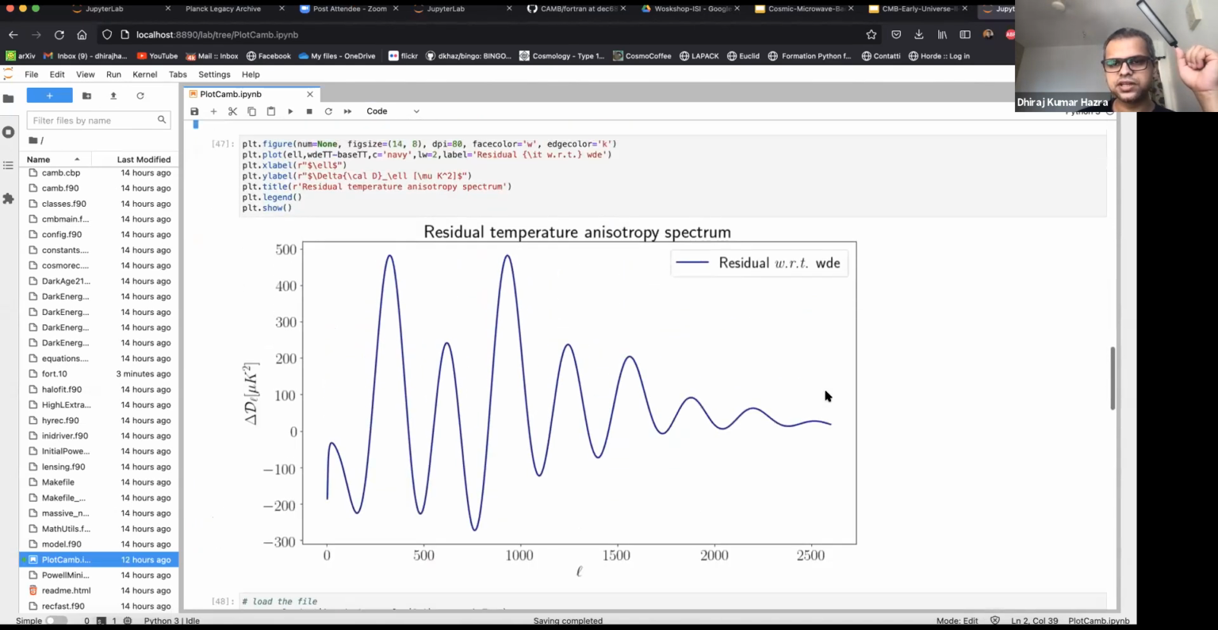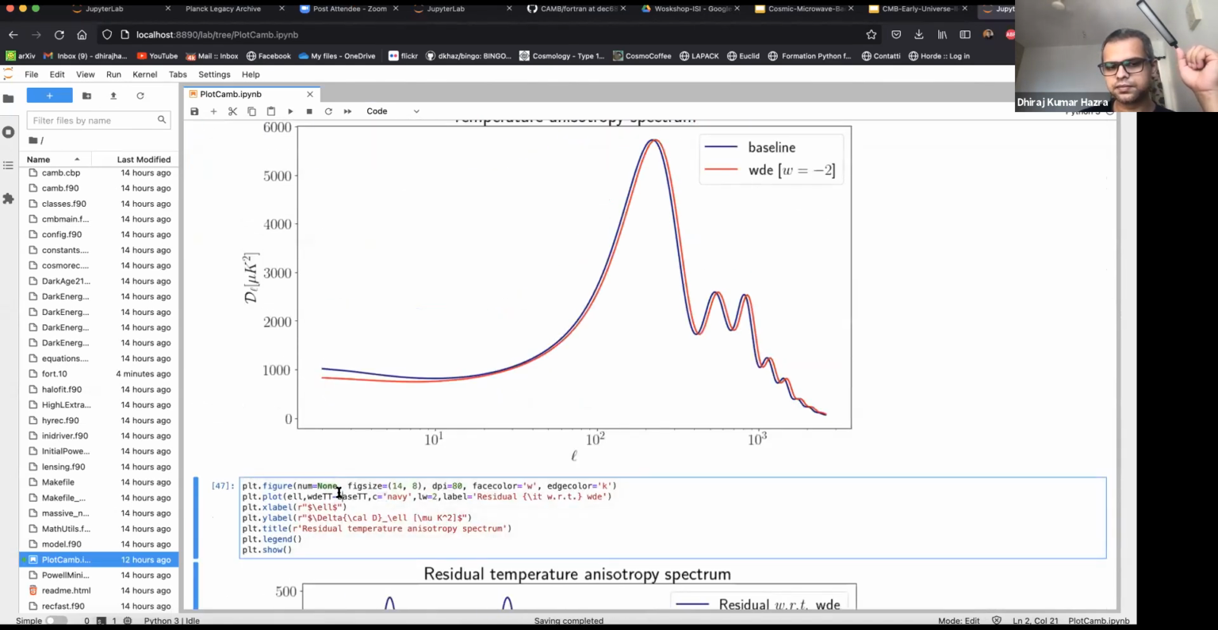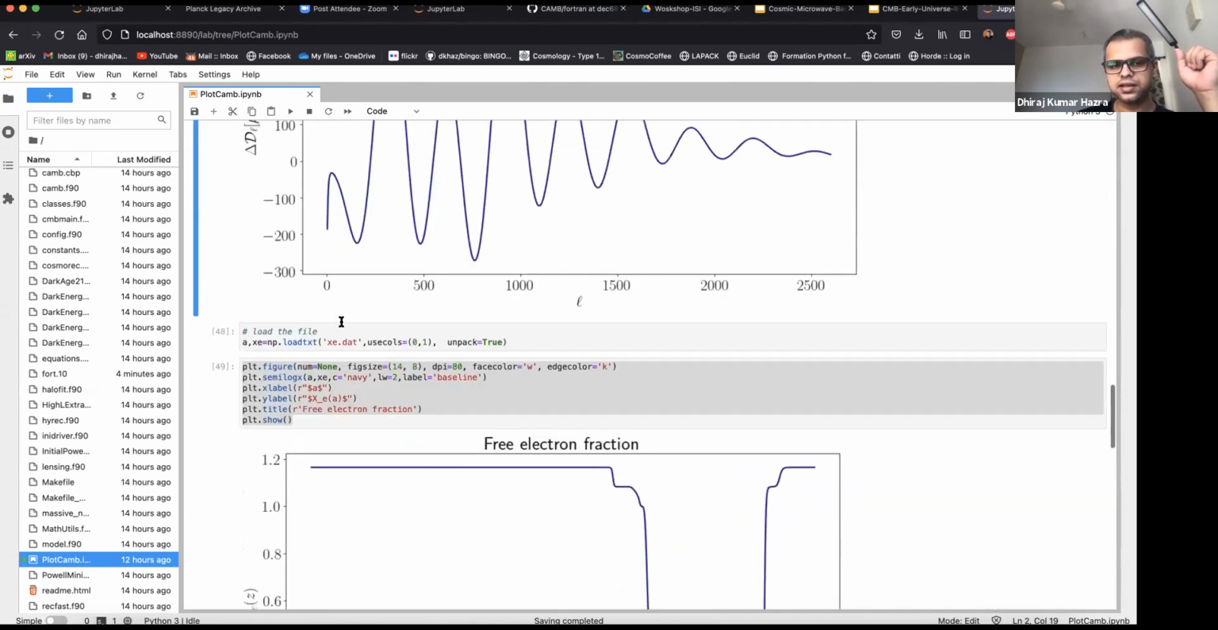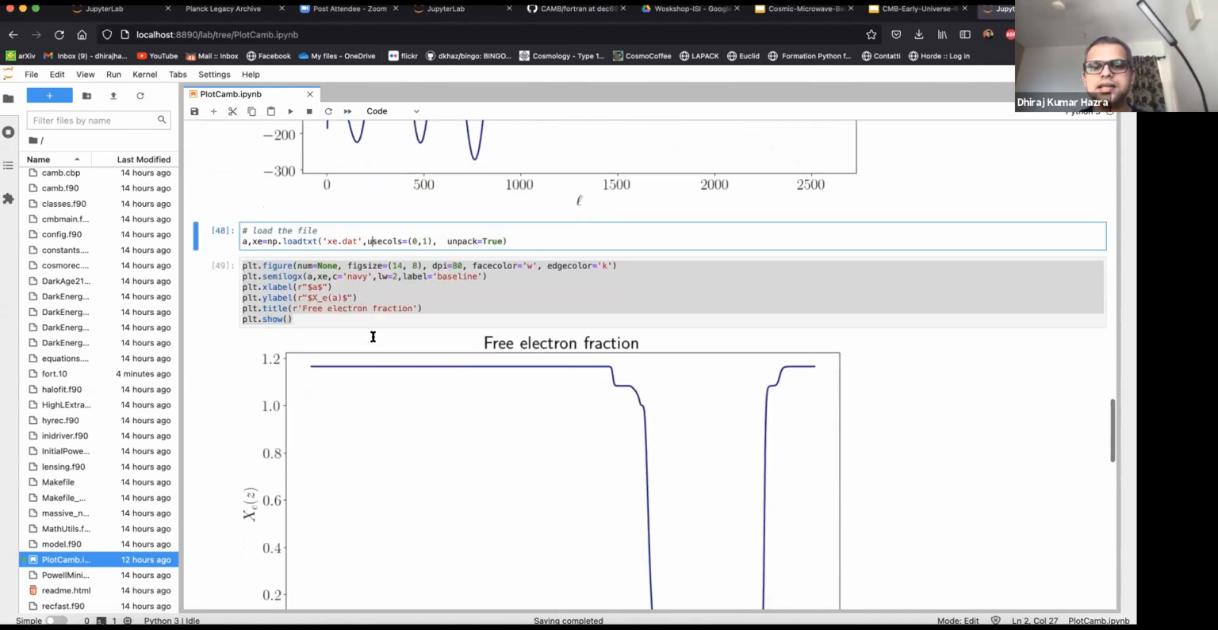Okay, the difference between the baseline and WD is plotted here. Anyway, you can do that. Now, another part is the electron fraction.